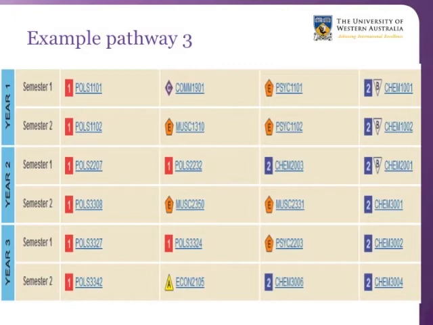They completed in their second semester another Level 1 politics unit. They completed a Level 1 music unit, a Level 1 psychology unit, and a second Level 1 chemistry unit, which is also a Category B, because it's a major from outside of the arts degree.